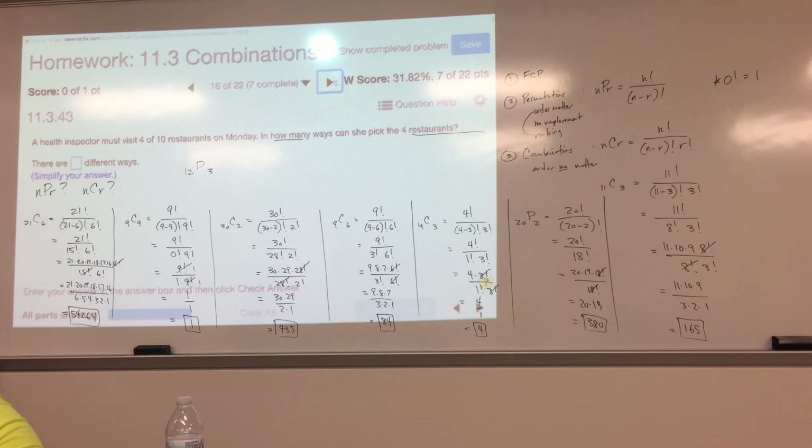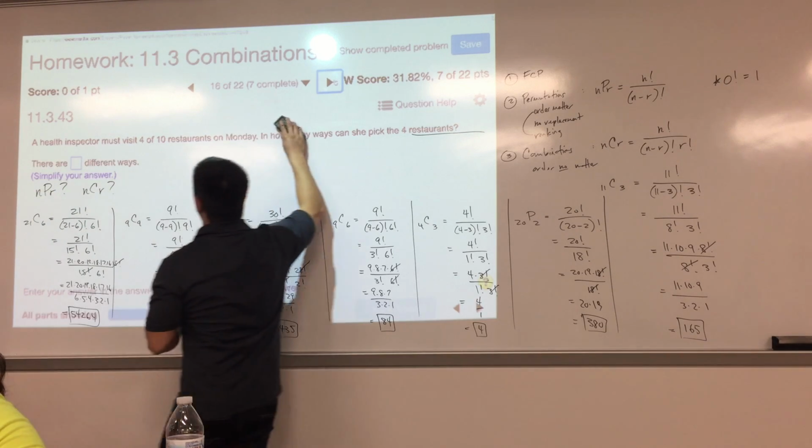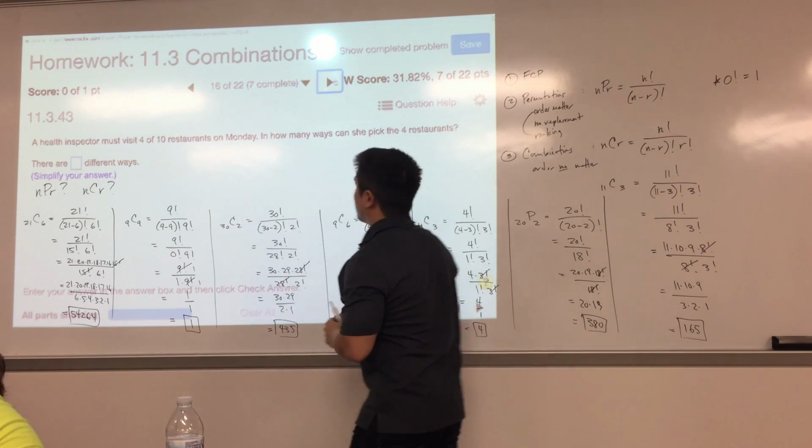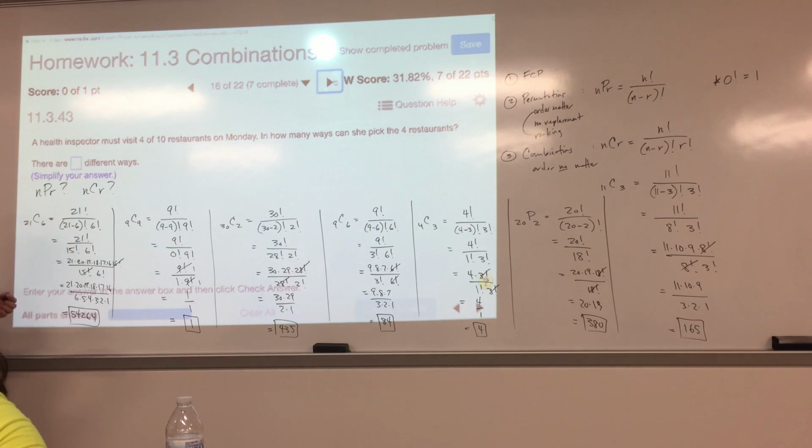So let's move along. A health inspector must visit 4 of 10 restaurants on Monday. In how many ways can she pick the 4 restaurants? P or C? This one's C. This one is C because there's no ranking of the restaurants. There's no specific way. So this one is C, okay?